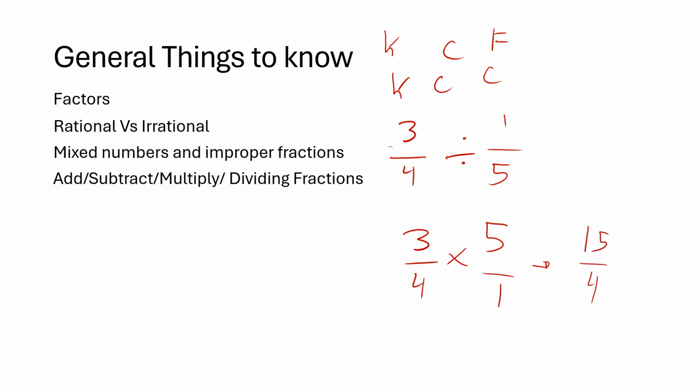This is very much an improper fraction, and if you wanted to, you could just make it a mixed number and get 3 and 3/4. So very simple, very basic. When you have to multiply or divide a fraction, you don't have to worry about that common denominator, but if you add and subtract, understand that you do actually have to worry about that common denominator. So let's keep going.